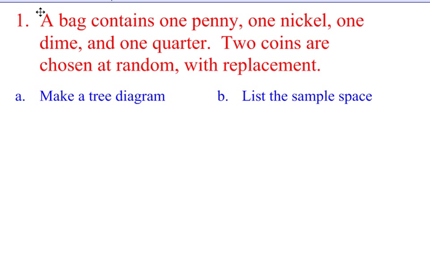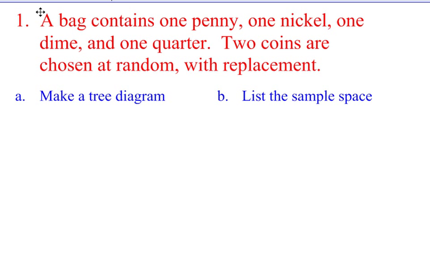In this lesson, we are going to review tree diagrams and area models. The first thing we'll do is make a tree diagram. If you look at the problem, it says a bag contains 1 penny, 1 nickel, 1 dime, and 1 quarter. 2 coins are chosen at random with replacement, meaning they're going to put the coins back in and then redraw.